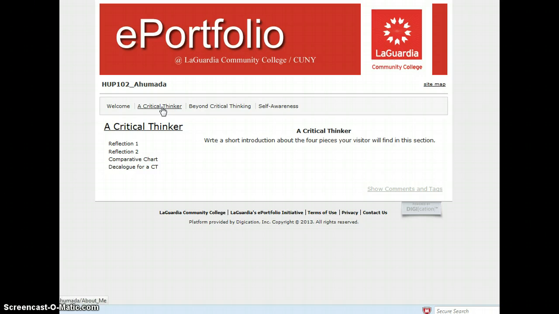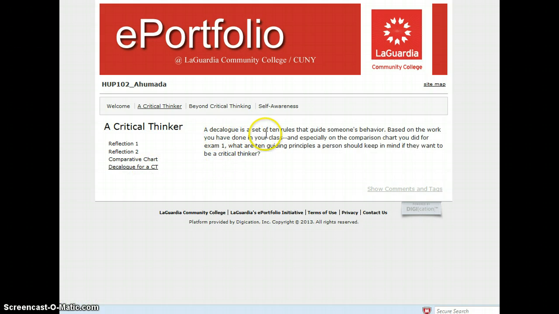You're going to have a section that is entitled A Critical Thinker, and under that section, you're going to have Reflection 1, Reflection 2, the comparison chart that we did for exam 1, and a decalogue for a critical thinker. This is a new piece. A decalogue is a set of 10 rules that guide someone's behavior. So, based on what we have done in class, based on these examples that you had in the first exam in the comparison chart, what are 10 pieces of advice? What are 10 rules that somebody who wants to be a critical thinker should follow?